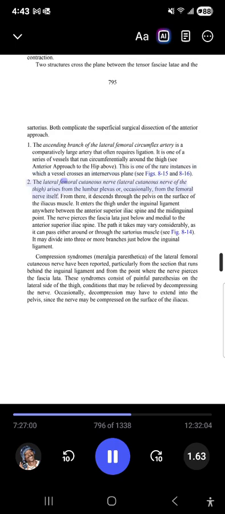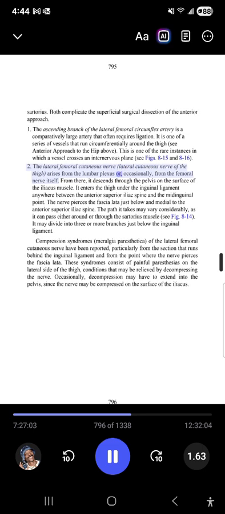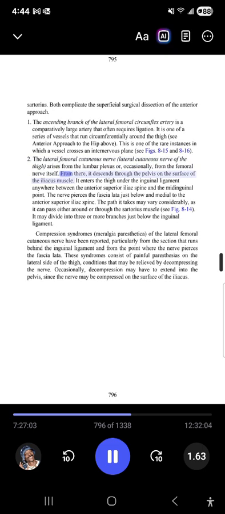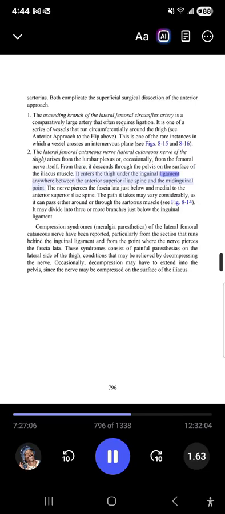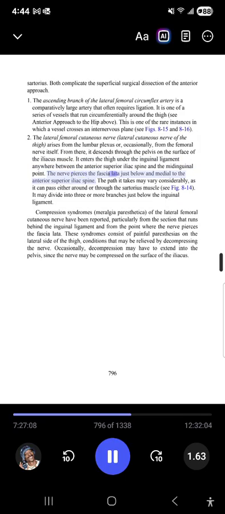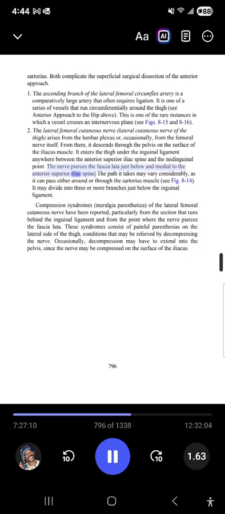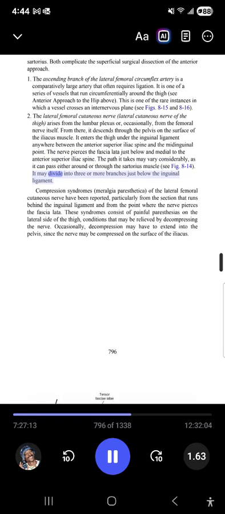2. The lateral femoral cutaneous nerve of the thigh arises from the lumbar plexus or, occasionally, from the femoral nerve itself. From there, it descends through the pelvis on the surface of the iliacus muscle. It enters the thigh under the inguinal ligament anywhere between the anterior superior iliac spine and the midinguinal point. The nerve pierces the fascia lata just below and medial to the anterior superior iliac spine. The path it takes may vary considerably, as it can pass either around or through the sartorius muscle. See figure 8-14. It may divide into 3 or more branches just below the inguinal ligament.